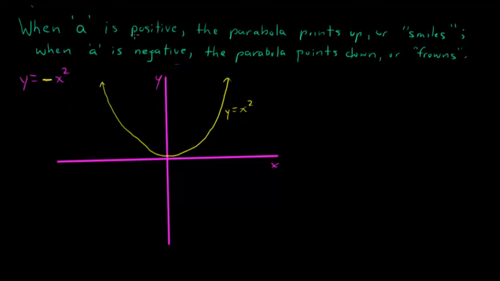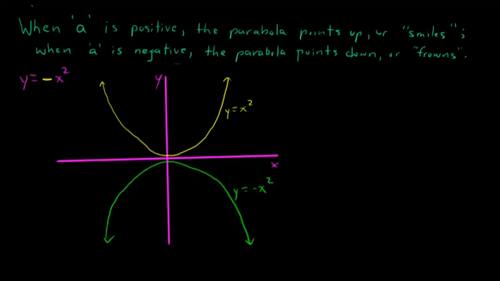Well, if we can see right here, when a is positive, the parabola points up, which it is here, right? There's a positive 1 in front of that x squared. You just don't see it. And when a is negative, the parabola points down or frowns. So all this negative is going to do to y equals x squared is simply turn it upside down. So we can just draw it like this. So when a is negative, it turns the parabola upside down. And that's all it does.